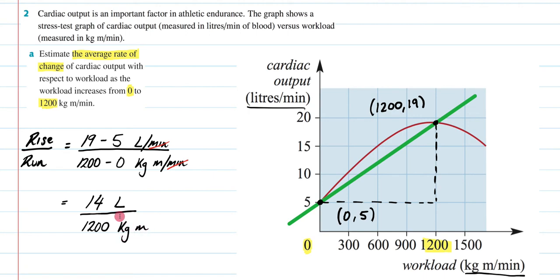When I put 14 over 1200 into my calculator, I get 0.01166666667. So I'm going to turn that into 0.012, and then I have liters per kilogram meter. And that is going to be my final answer. I'm going to get my highlighter, and that is my answer to part A of question 2. Hopefully that has been helpful to you. I'm going to pause here and then record another one for part B. Hopefully that's helpful to you.